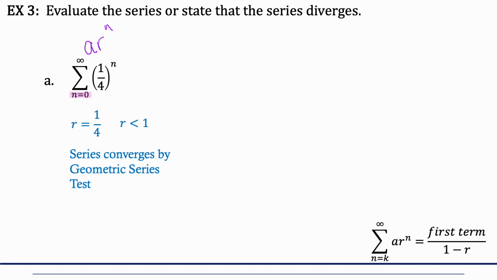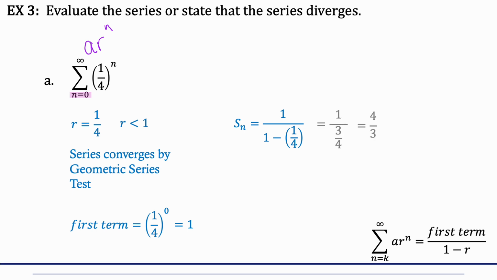This is when the index is really important. See how it says n equals 0? That's going to define our first term. So our first term is going to be 1/4 to the 0, which is 1. So that means the sum of our geometric series is first term over 1 minus r. And if you want to simplify that, you'd get 4/3.